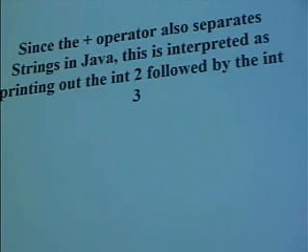Because remember that the plus operator is overloaded. It does many things. It can add integers, it can add doubles, and it can take strings and stick them together. If you do System.out.println 2 plus 3, it's going to think you want to print out the 2 followed by the 3, and it's going to stick them together, and you don't quite get what you want.